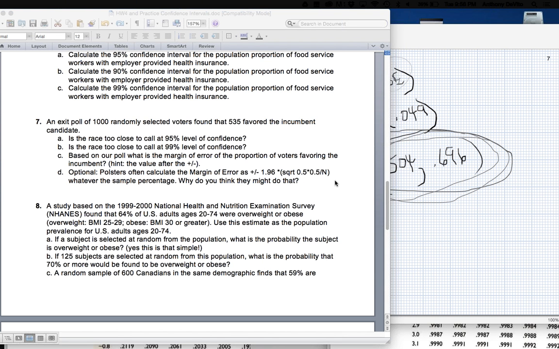Okay, we're really doing the same things over and over again. We're just changing the values that we're using a little bit. So let's take a look at number 7. Good work. I'm glad to hear that.